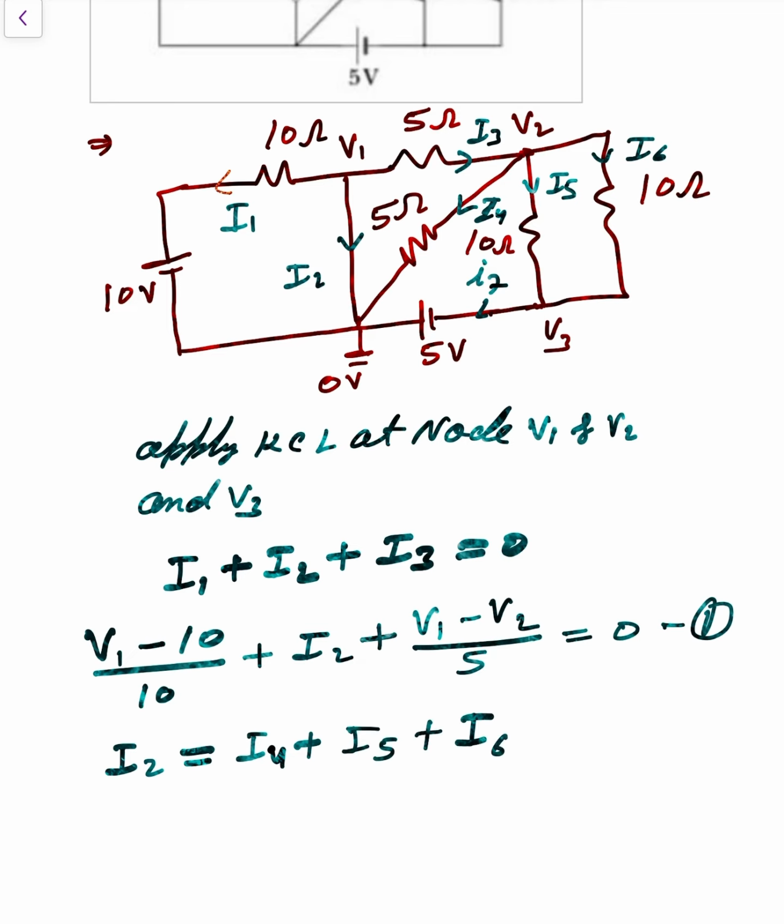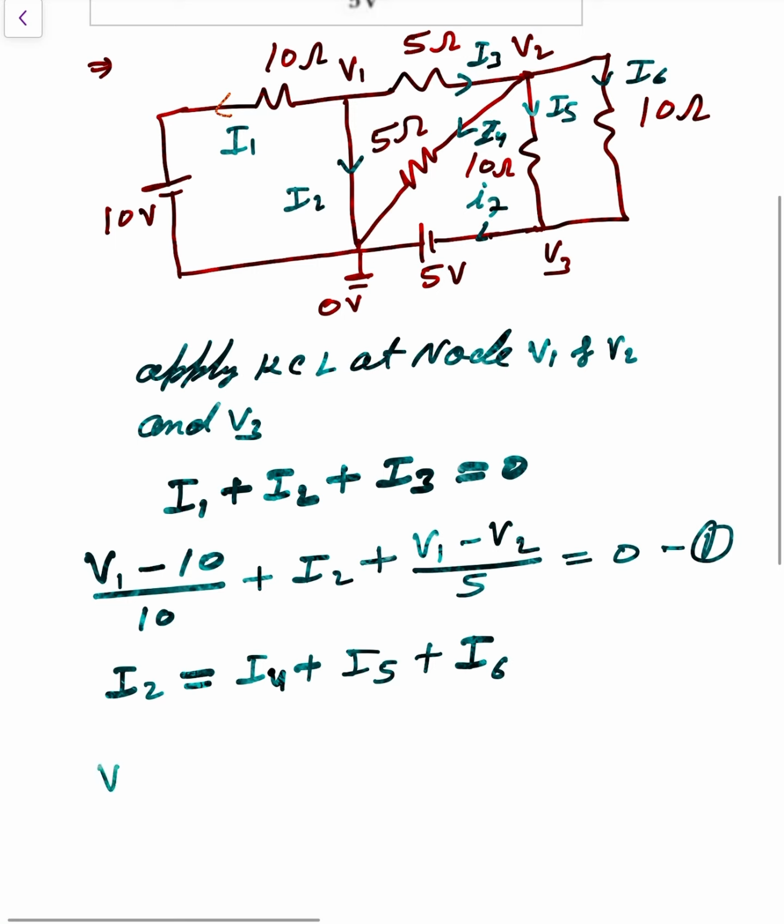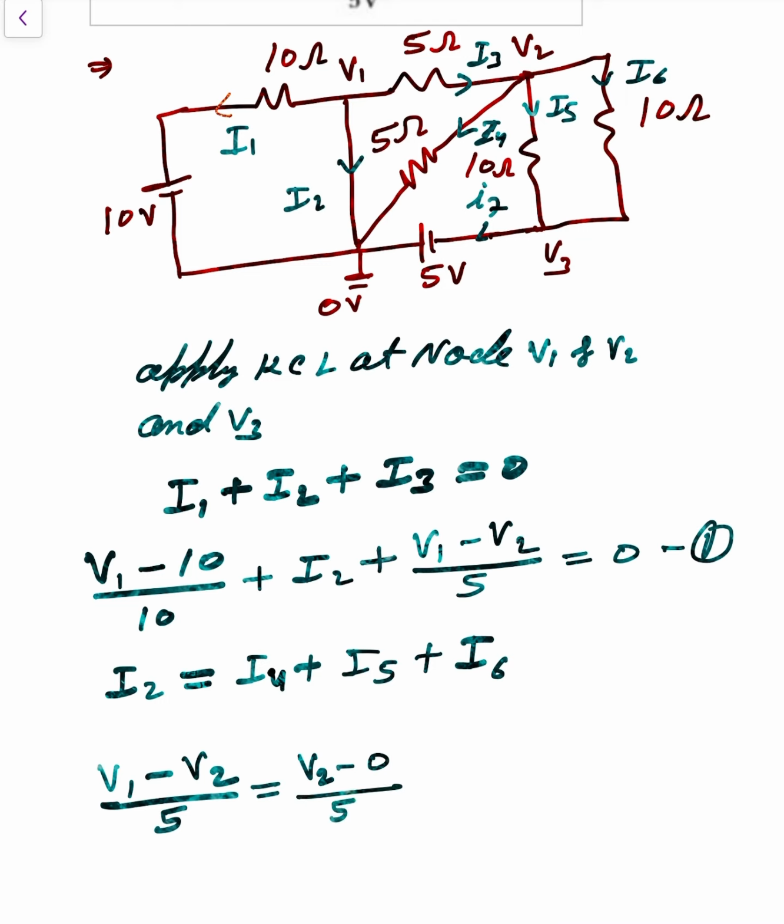I2 is written as V1 minus V2 divided by 5. I4 is written as V2 minus 0 divided by how much? 5. I5 is written as V2 minus V3 divided by how much? 10. And I6 is V2 minus V3 divided by 10. Clear or not?